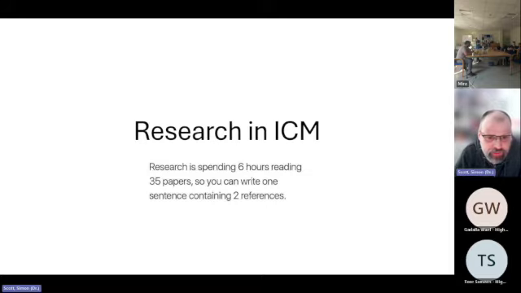And for those of you who've done some postgraduate research, certainly my MD was like this. The quote is about spending 6 hours reading 35 papers, so you can only write one sentence containing 2 references, and that's pretty much true.